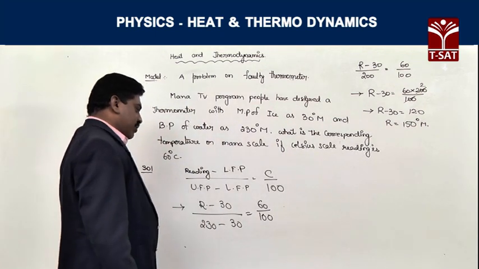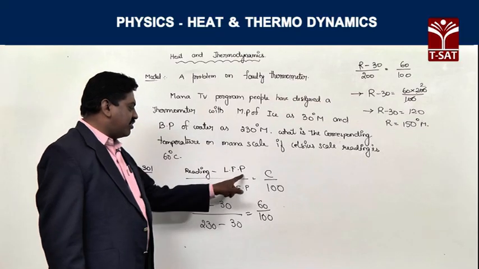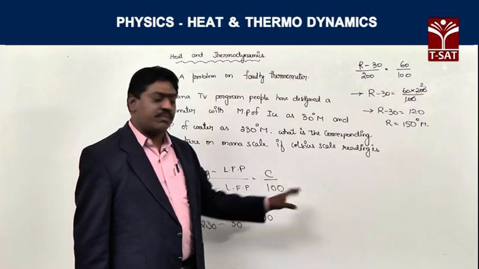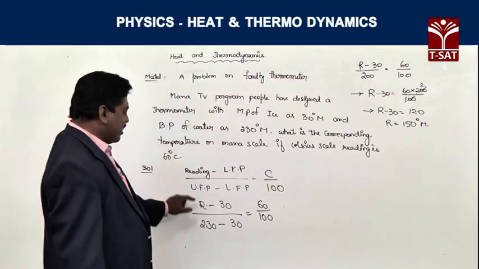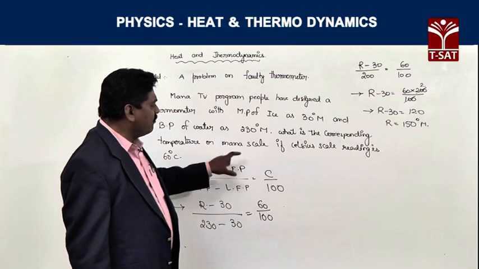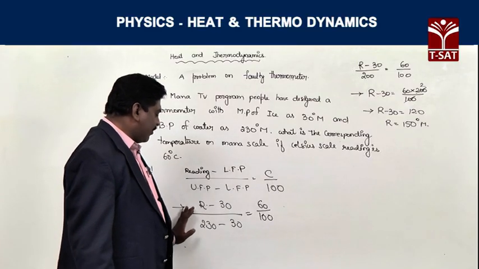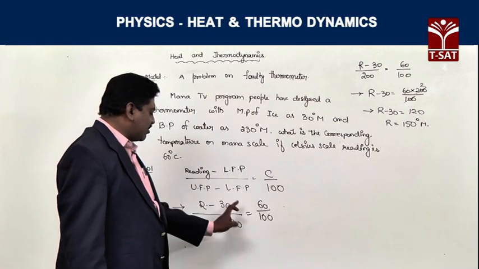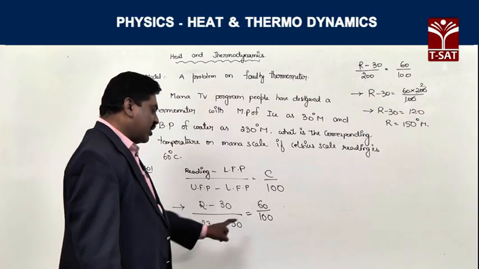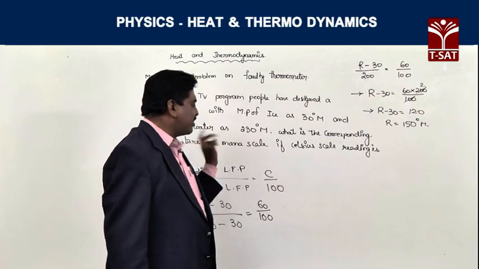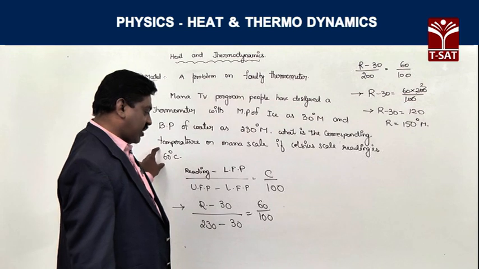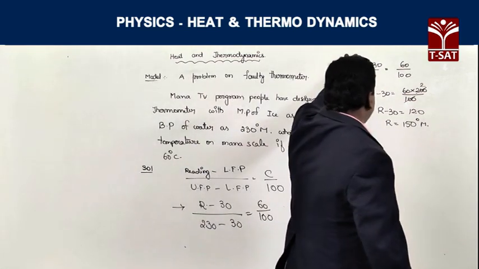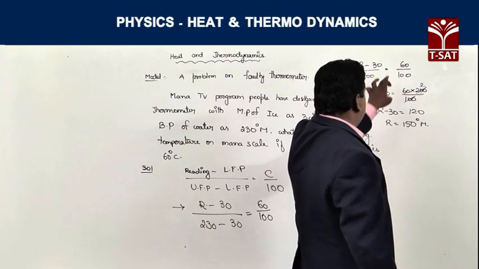Just now we completed a formula: reading minus lower fixed point divided by upper fixed point minus lower fixed point is equal to C by 100, where reading is taken as R, lower fixed point is 30, upper fixed point is given as 230. Just substituting the values here, we get R minus 30 by 230 minus 30 is equal to the Celsius value, which is given as 60.